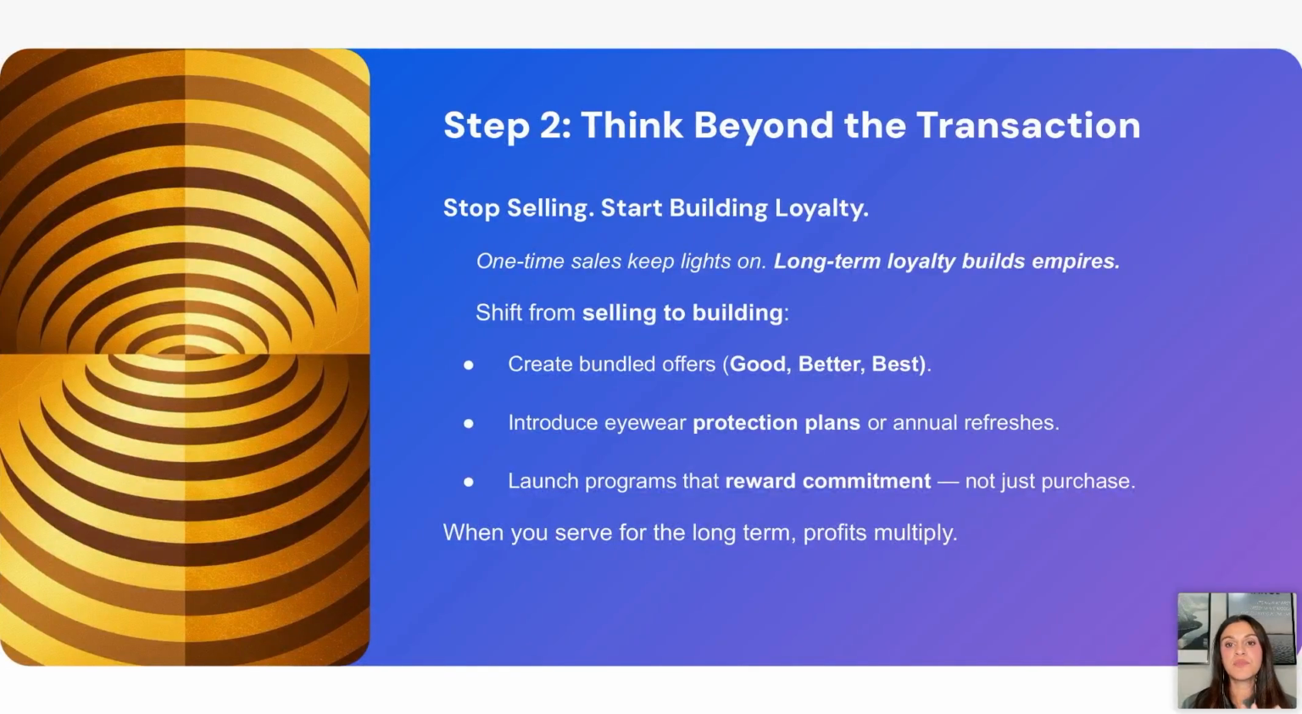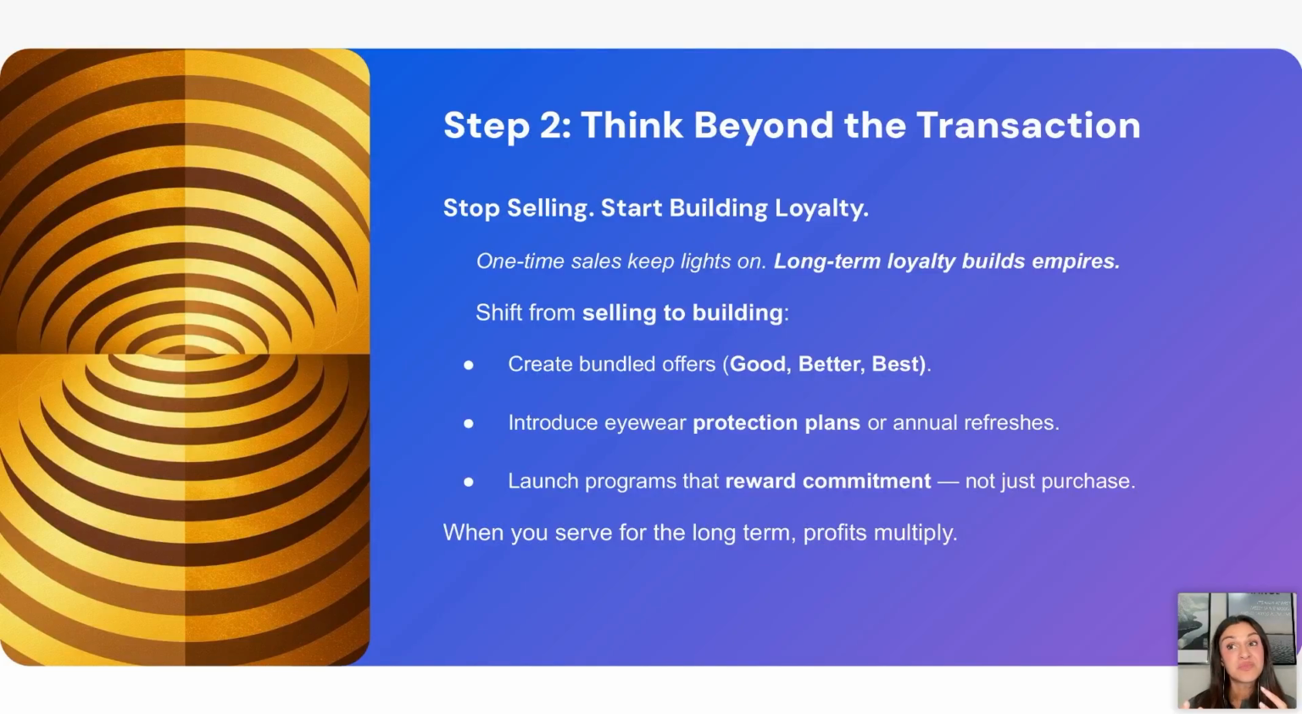Next, we want to think beyond the transaction. So you want to stop selling, but start building loyalty. What this means, the philosophy is that one-time sales keep the lights on. Long-term loyalty builds empires, right? You think about those big brands. Long-term loyalty builds empires. What can you do to do that? So you've got to shift from that one transaction offer to really building. And how can you do that?